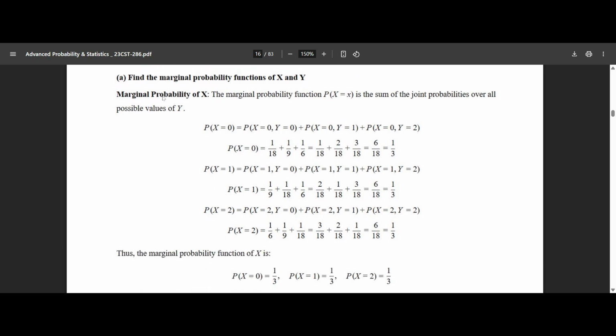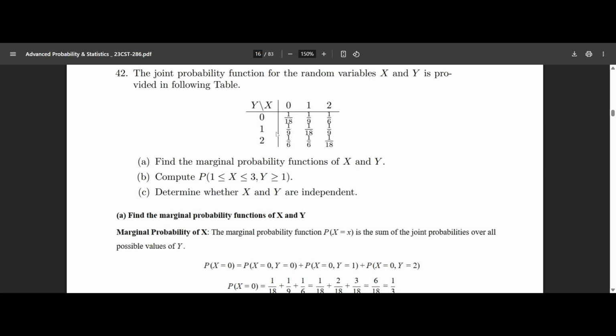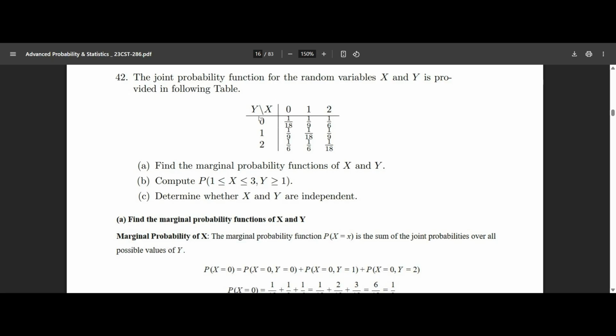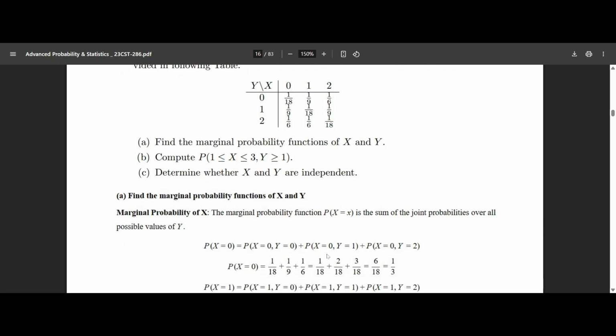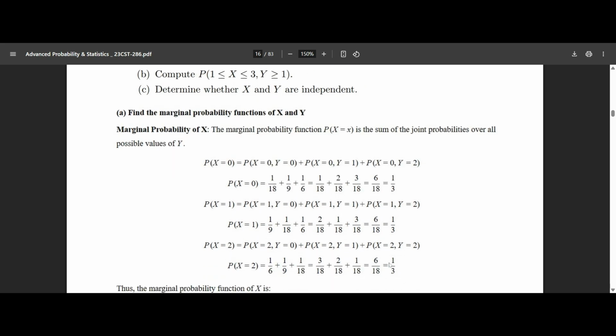Firstly, marginal probability of x. So we find the different probabilities when x assumes three values, that is when x equal to 0, x equal to 1, and x equal to 2. So x equal to 0 has three cases, that is x equal to 0 when y equal to 0, x equal to 0 when y equal to 1, and x equal to 0 when y equal to 2. So P of x equal to 0 is the sum of all the three cases, that comes out to be 1 by 3. And so P of x equal to 1 is also equal to 1 by 3. P of x equal to 2 is also 1 by 3.